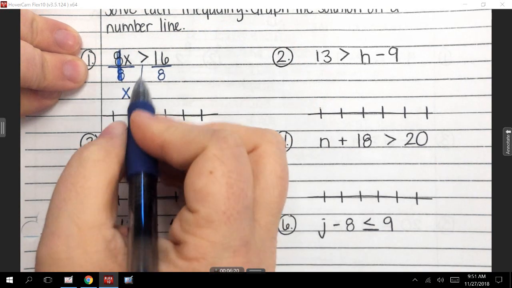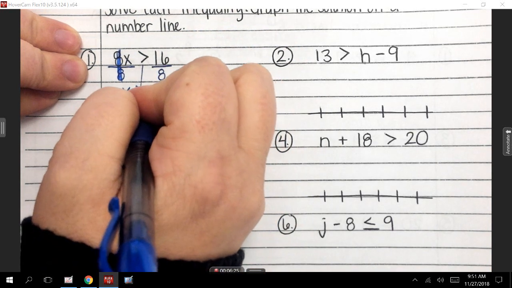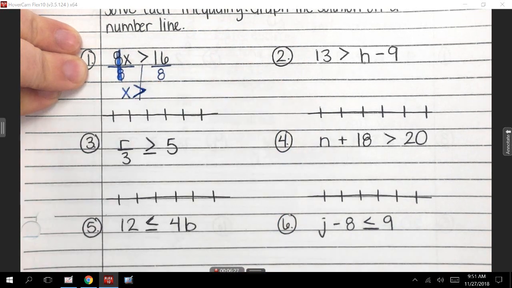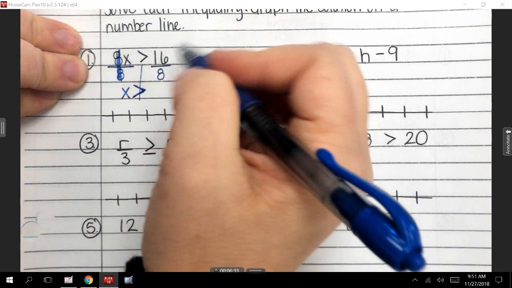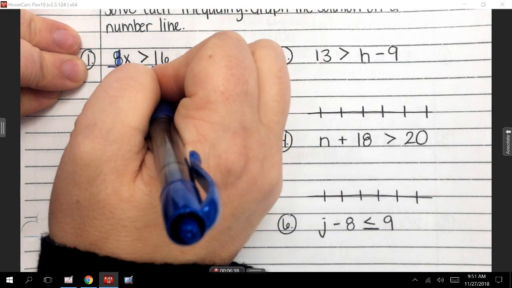Instead of putting an equal sign here, what symbol have we been using? The greater than symbol. So I'm going to bring down my greater than symbol. That's the only difference between what we did before. It's not an equal to, it's a greater than. All right, and then this says 16 divided by 8. What is 16 divided by 8? 2.